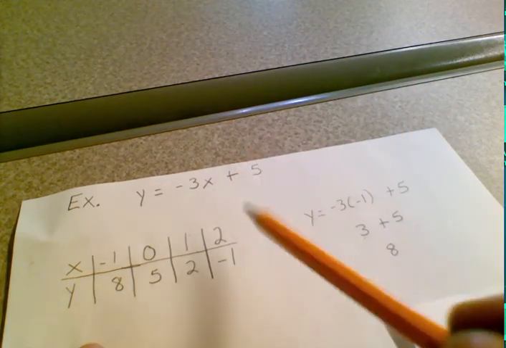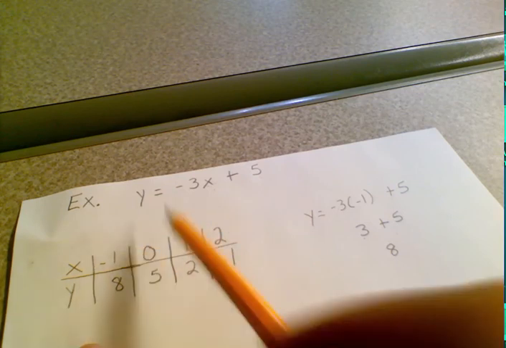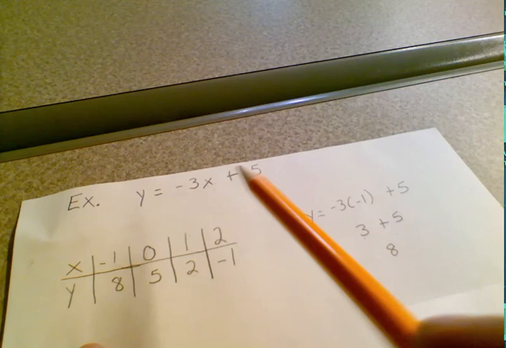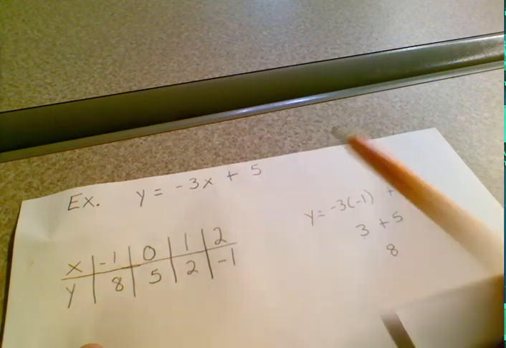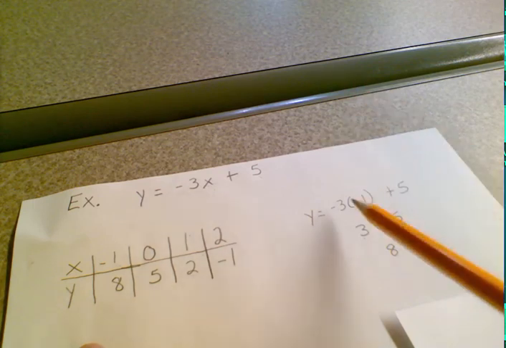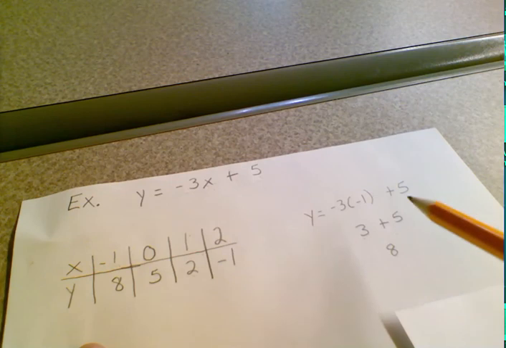So now I've completed going from a rule to a table. Just remember a couple things. You make up the x values, try to include both negative and positive integers, all right? And make sure when you substitute in for x that you're putting a parenthesis around the number that you're substituting in, okay?